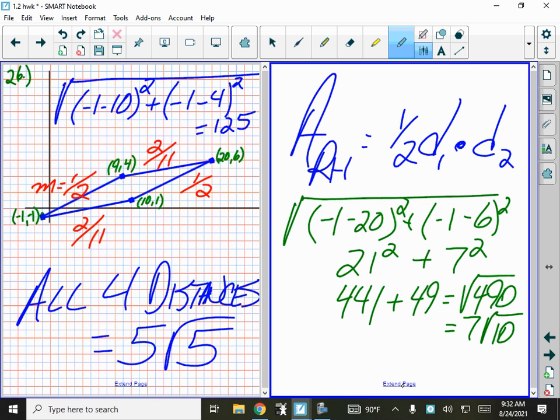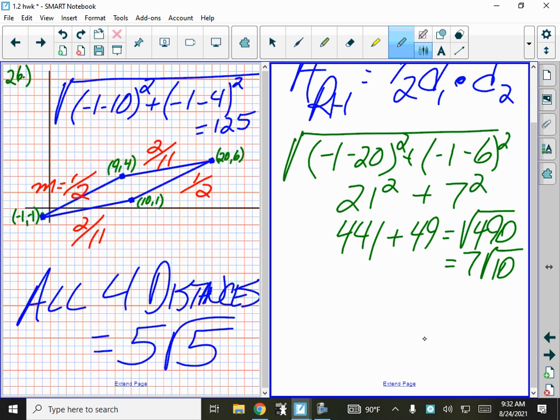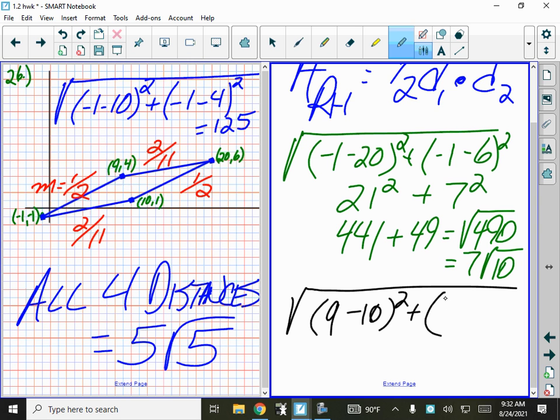Now we have to find the length of diagonal 2. So diagonal 2 is the short one. Are we sure that this was one of the questions? Hey, can you find the 9 minus 10 squared and 4 minus 1 squared? That's negative 1 squared, which is 1. That's 3 squared, which is 9. That's the square root of 10. Oh, okay. I'm feeling a little better about this problem now.